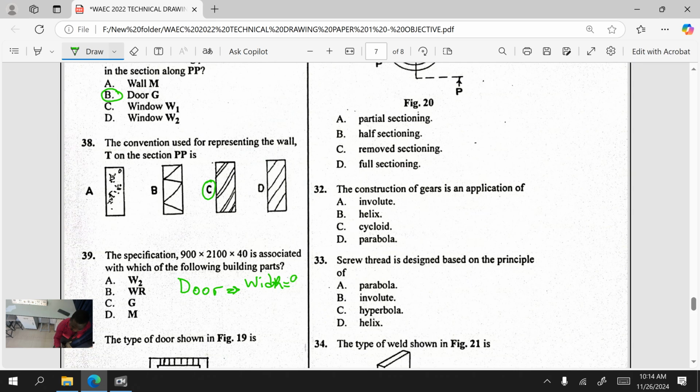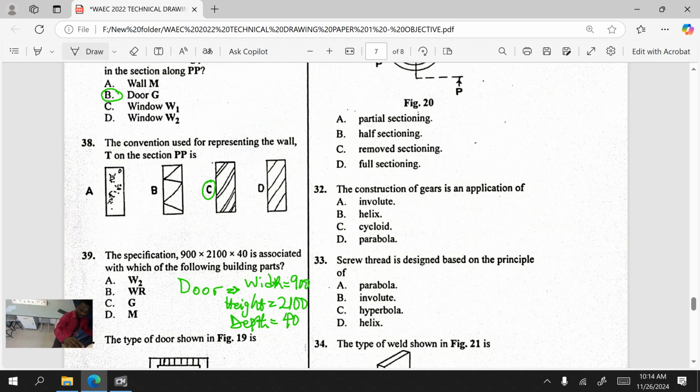That means how wide is 900. Take note of that. Then the height is what? That's the standard specification of a door. The height is always 2100. Do you get it now? And the depth, or what we call thickness, should be 40 millimeters. I hope that's clear. So that should be the thickness.